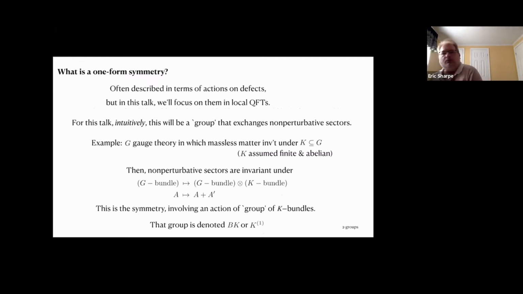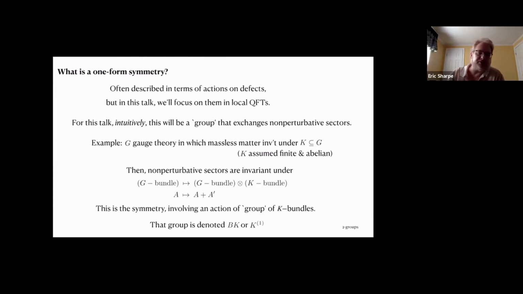Now, what's a one-form symmetry? So again, this is often described in terms of actions on defects, but for this talk, I want to focus just on local quantum field theories themselves. For this talk, intuitively, a one-form symmetry will be a group, or something like a group, that exchanges non-perturbative sectors in, well, in this case, a two-dimensional theory. So for example, if I have a G gauge theory in which the matter is invariant under some subgroup of G, let's assume it's finite and abelian, then the non-perturbative contributions to the path integral are invariant under this permutation of the possible sectors.